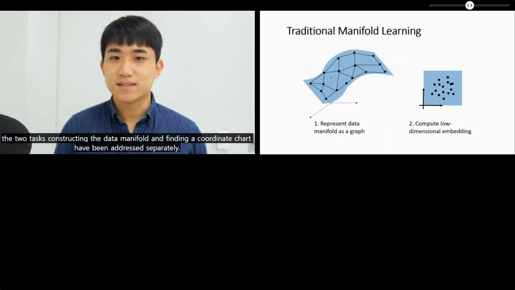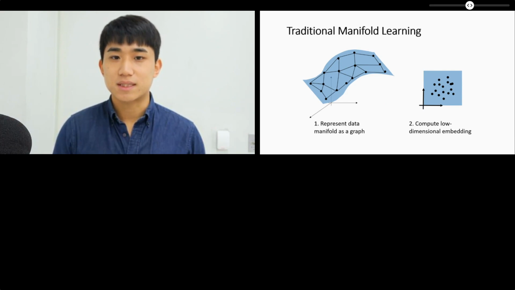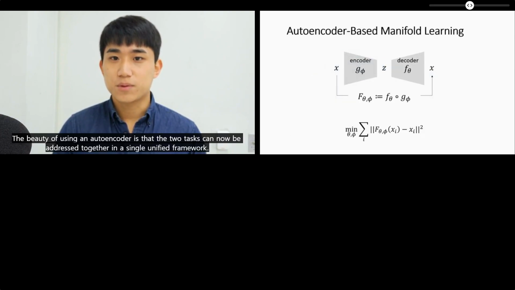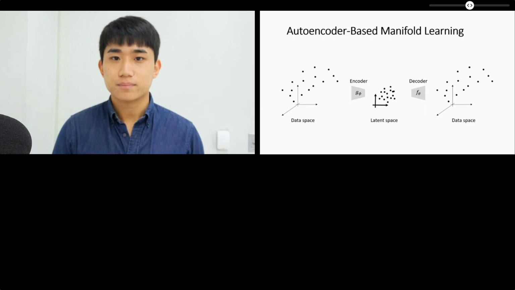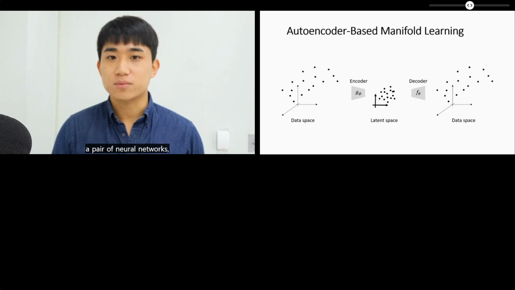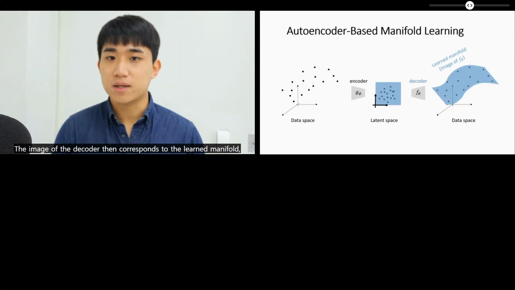Traditionally, the two tasks, constructing the data manifold and finding a coordinate chart, have been addressed separately. The beauty of using an autoencoder is that the two tasks can now be addressed together in a single unified framework. Specifically, given a set of high-dimensional data, a pair of neural networks, the encoder and decoder, are trained to reconstruct the training data. The image of the decoder then corresponds to the learned manifold, and the latent space, together with the pair of functions, g and f, can be considered as the learned coordinate chart.